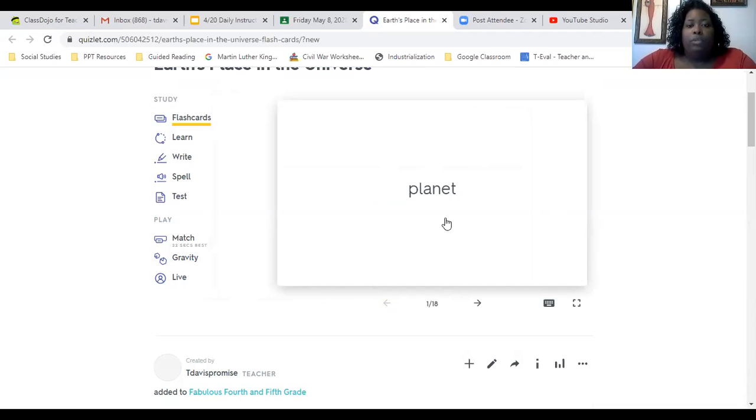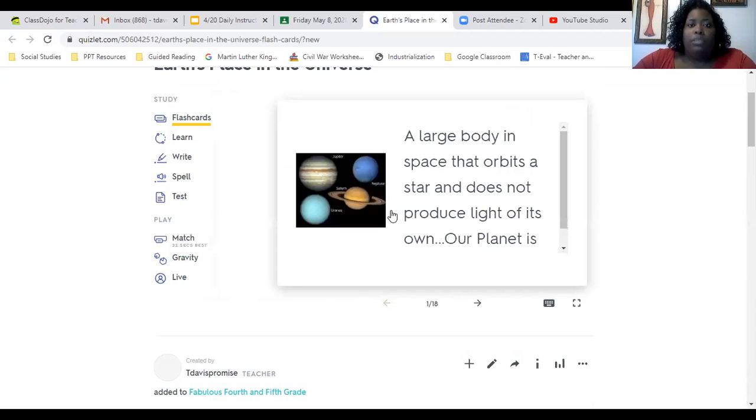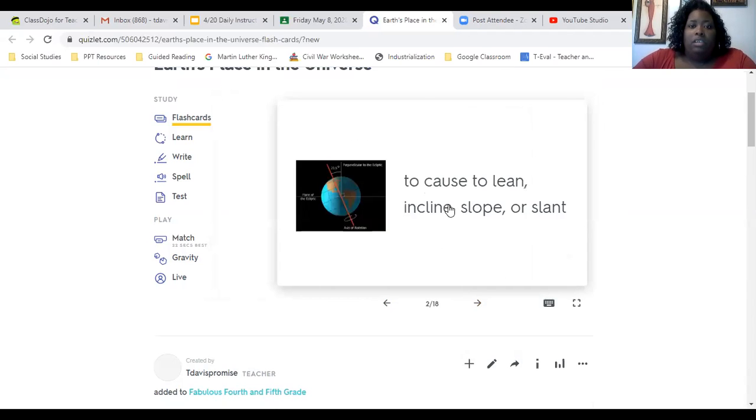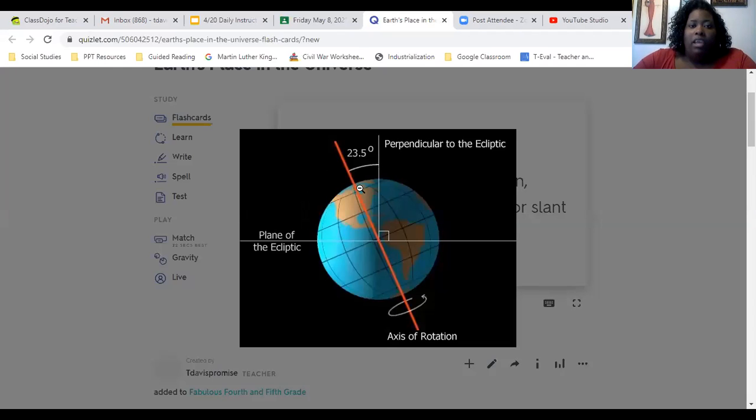All right, so our first word is planet. A planet is a large body in space that orbits a star and does not produce light of its own. Our planet is Earth. Tilt. To cause to lean, incline, slope, or slant. And then Earth is tilted on its axis. You will learn about axis next, at a 23.5-degree angle, and it causes Earth to slant.